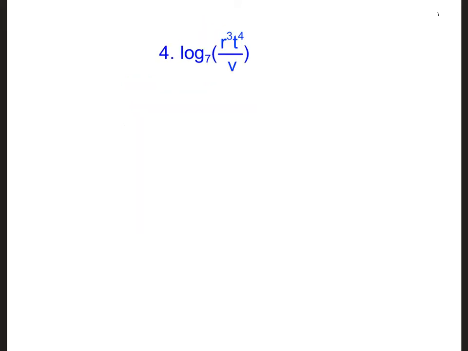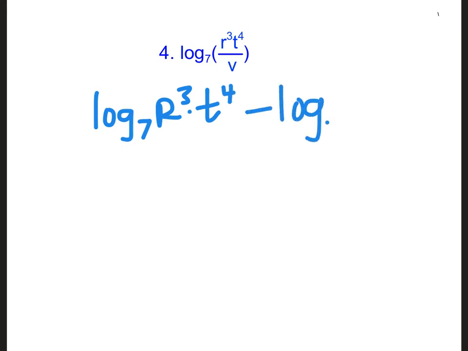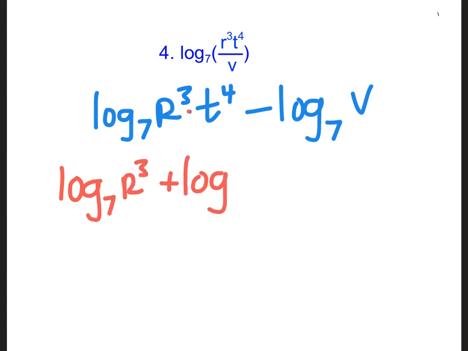And the last one, again, we're dividing, so we're going to start by subtracting. So we're going to have log base 7 of r cubed times t to the power of 4. Remember, there's a little multiplication there. Minus log base 7 of whatever's in the denominator, so v. Now we're going to look at that first one, because notice we have our multiplication sign. So remember, that means we can break it up using addition. So I'm going to have log base 7 of r cubed plus log base 7 of t to the 4th. My minus log base 7 of v is still there.